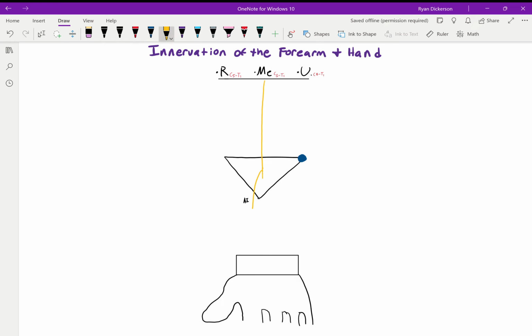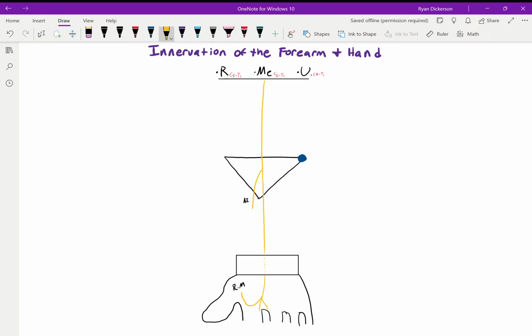Then the median nerve continues down all the way through the wrist, and it's going to pass through the carpal tunnel and into the hand. Now, in the hand, it's going to give off a branch that's going to wrap around and come backwards towards the thenar compartment of the hand, and that is called the recurrent branch of the median nerve. So, recurrent branch of the median nerve. Then it's going to continue towards the first two fingers of the hand.